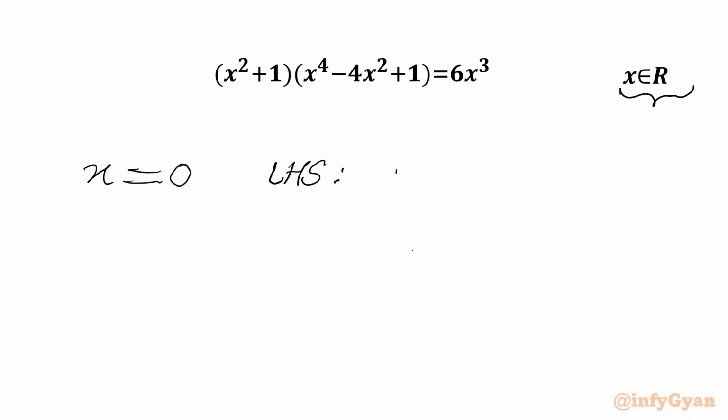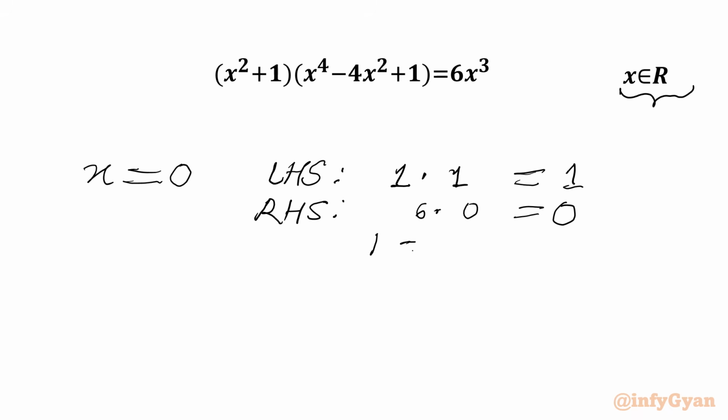So 0 square plus 1 is 1, times 0 power 4 minus 4 times 0 square, that is 0, plus 1 is 1. So LHS will become 1 times 1, 1. Now we will find RHS at x equal to 0. 6 times 0 cube, 6 times 0, RHS will be 0. 1 cannot be equal to 0. So we'll write here x cannot be 0 for the given equation.